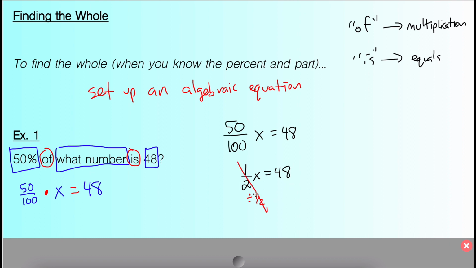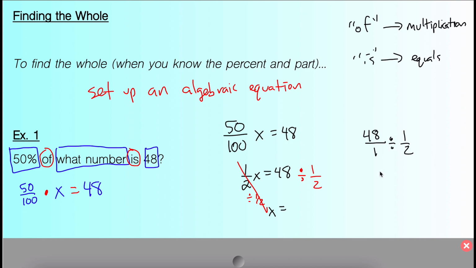And whatever you do on one side of an equation, you do it on the other. So I'm going to divide by 1/2. And I'll be left with x equals, and the only work you have to do is on the side, you need to do 48 divided by 1/2. This part of the problem, you need to actually work that out.